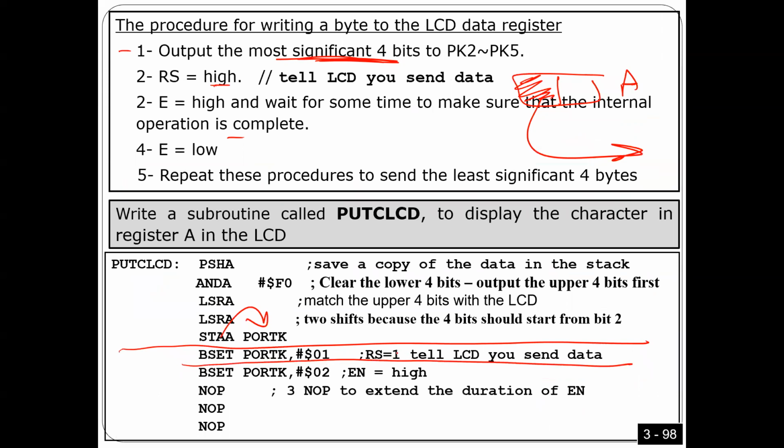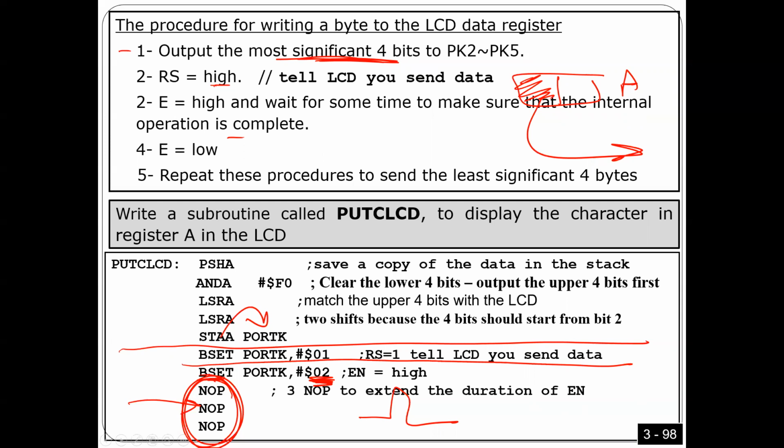In order to put 1, just bit set. Very simple. Bit set port K 01, right? After that, I have to generate a pulse on pin number 2. How did I make it? Bit set, wait some time, no operation. No operation is an instruction that is not doing anything, because it is going to waste 1 cycle. It's called no operation. It doesn't do any operation, just wastes 1 cycle.